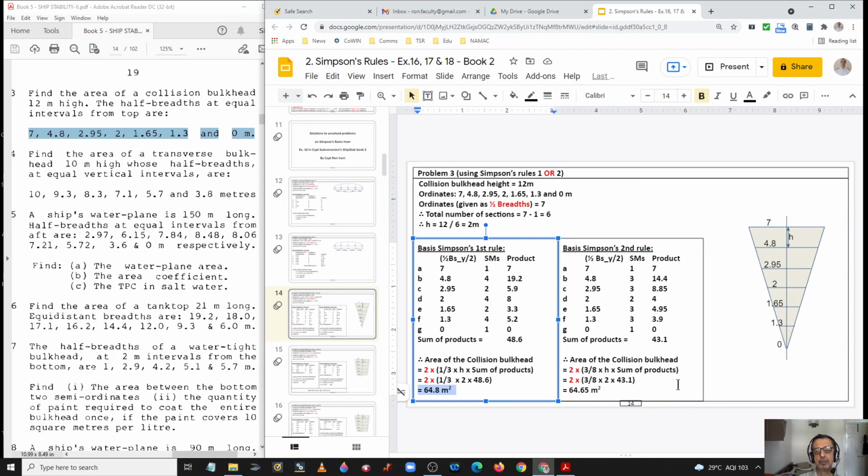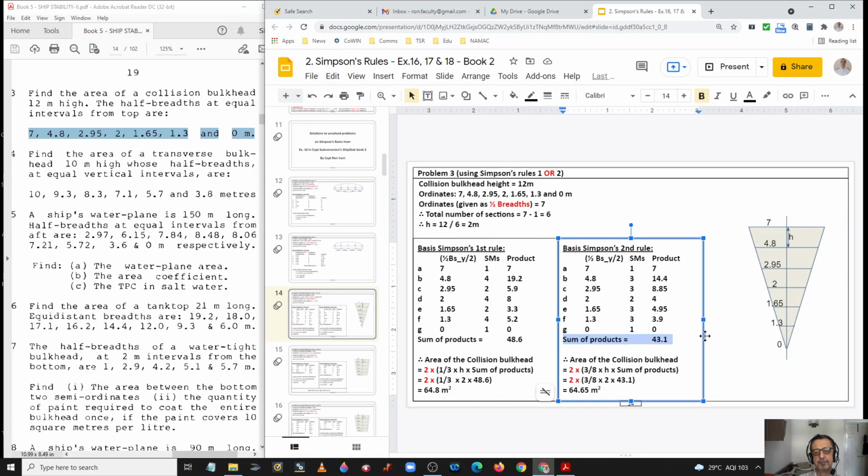Now what if we used Simpson's second rule? The Simpson's multipliers that we would use in this case would be 1, 3, 3, 2, 3, 3, 1. The principle is the same. The semi-ordinates multiplied by the Simpson's multipliers will give us the product. When we add all the products that we have calculated, we get the sum is equal to 43.1.